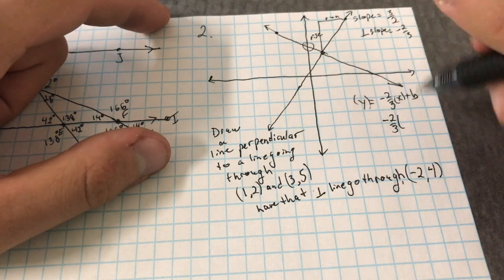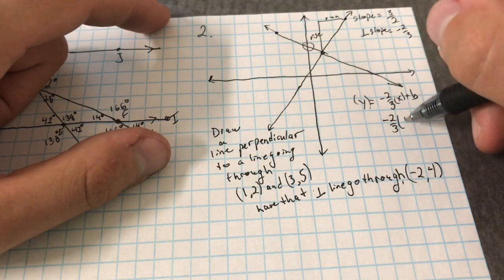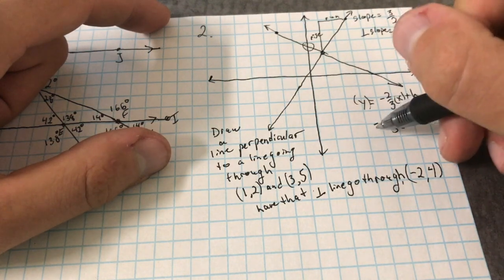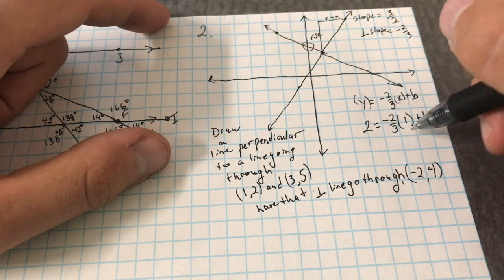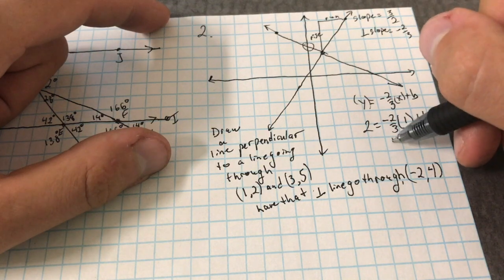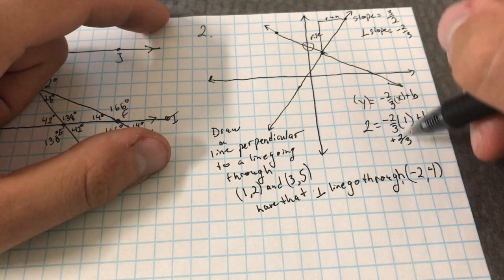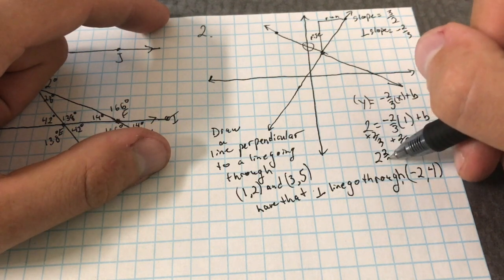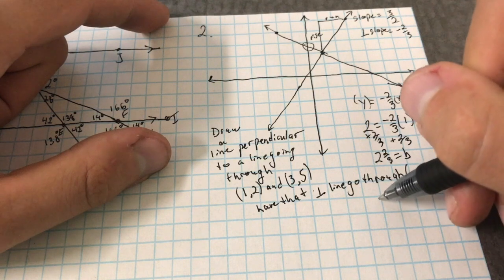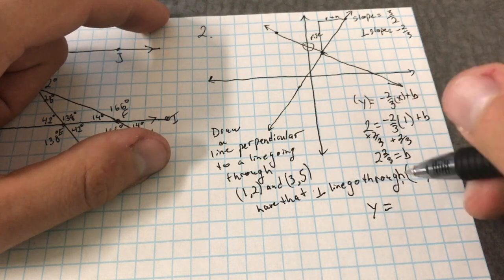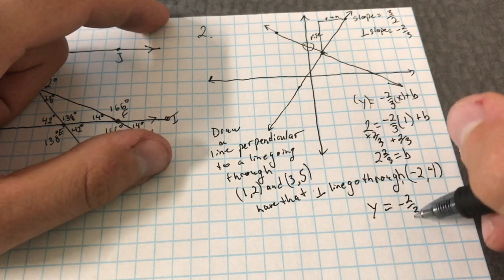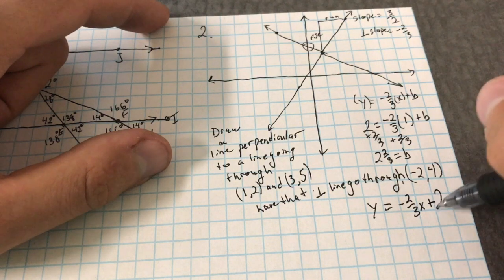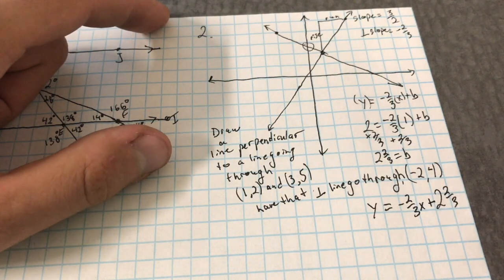I'm going to do 1, 2. So 1 is my x value, and 2 is my y value. So 1 times -2/3, I'm going to add 2/3 to both sides. I end up with 2 2/3 equals b. So my final equation here is going to be y equals -2/3 x plus 2 2/3.